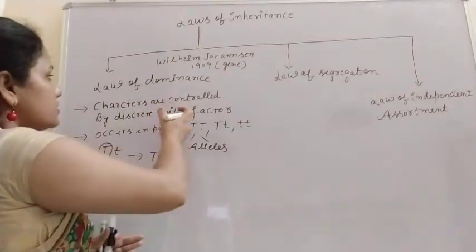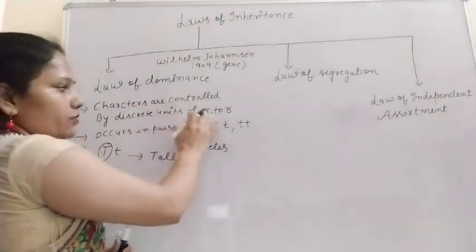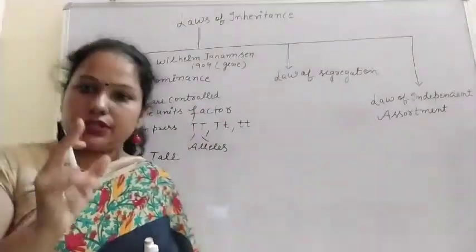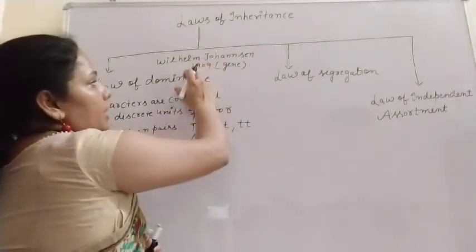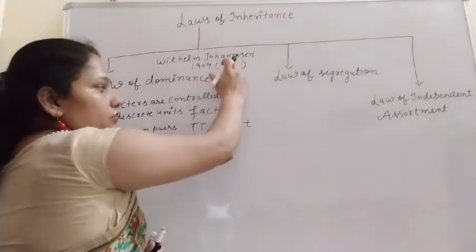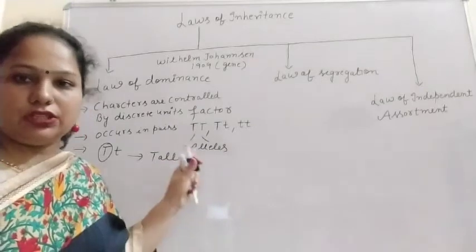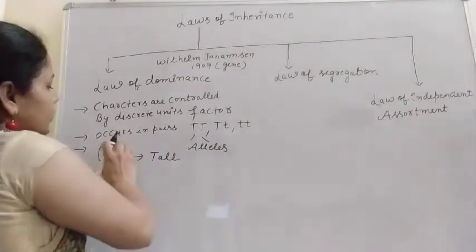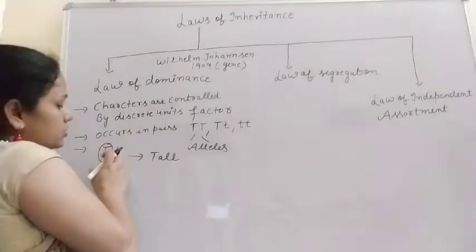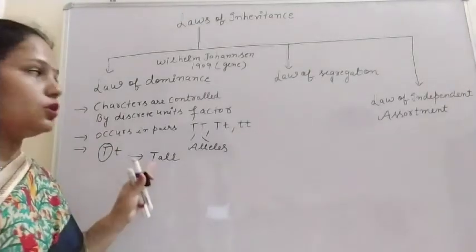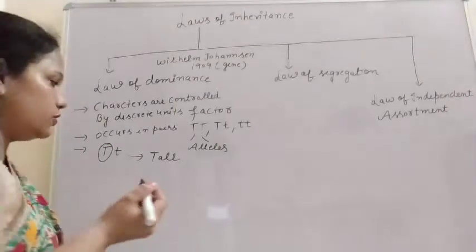So what is the law of dominance? The characters or traits are controlled by discrete units named factors. Mendel called the gene a factor, but one scientist, Wilhelm Johannsen, in 1909, called it the gene. Then these occur in pairs, and during gamete formation they segregate, and if they are in the heterozygous form, one is dominant over the other. This is known as the law of dominance. I can take the example of a monohybrid cross.